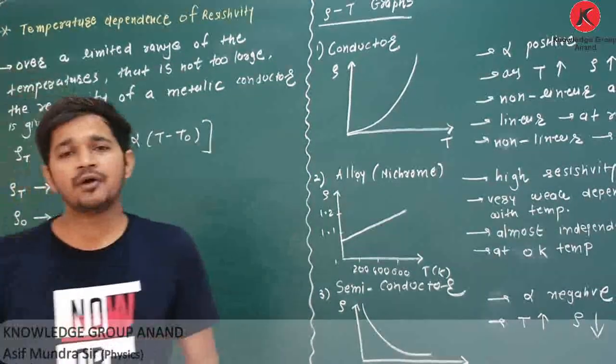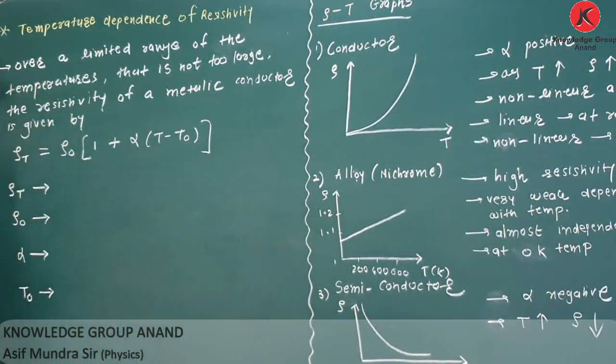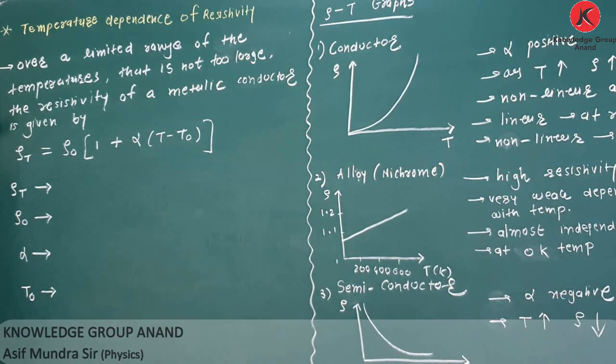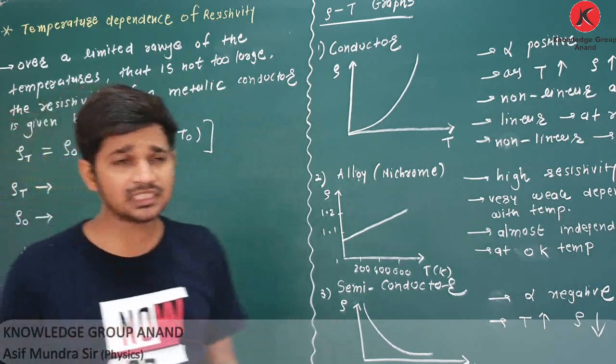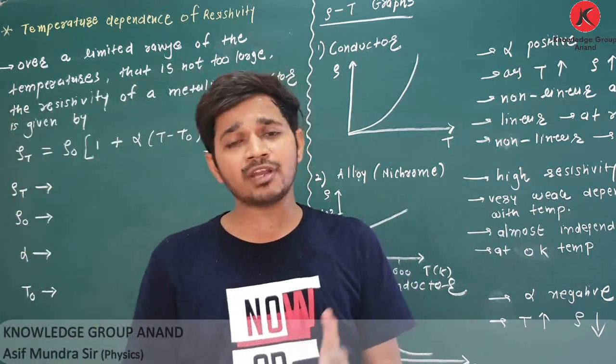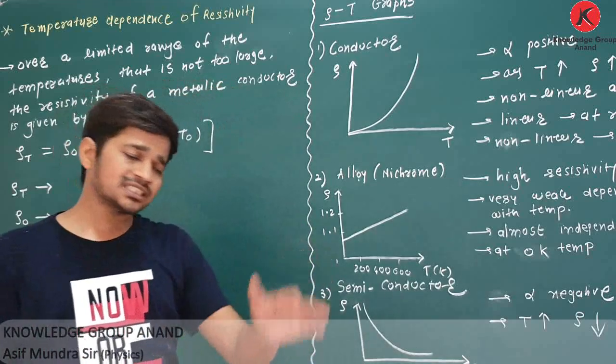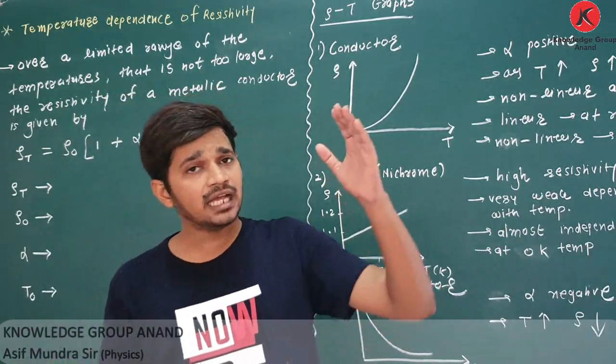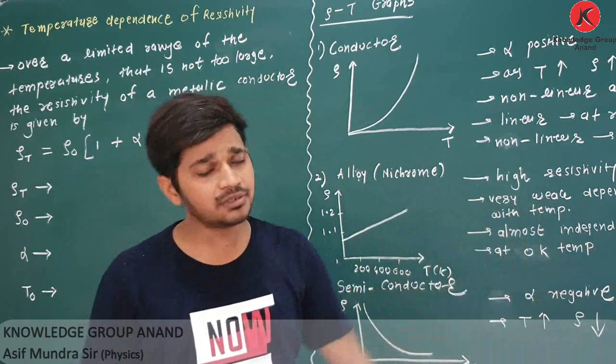Okay students, now the next topic is temperature dependence of resistivity. Yes, resistivity depends on two things, as we have discussed: temperature and material. As temperature changes, resistivity changes. As material is changed, resistivity is changed.